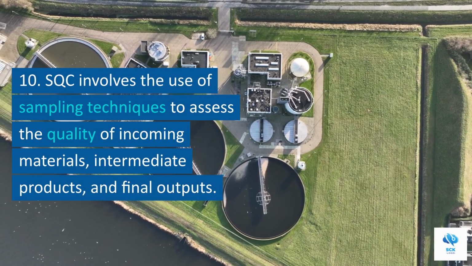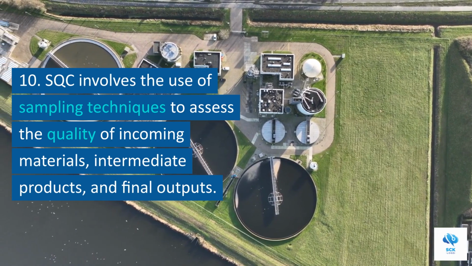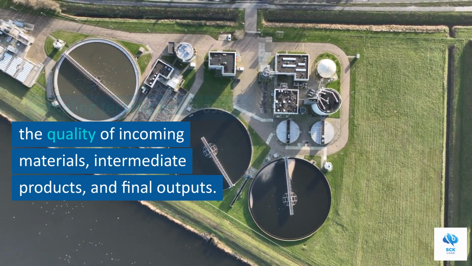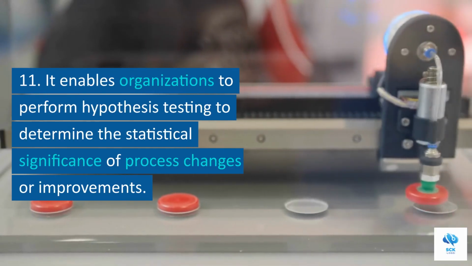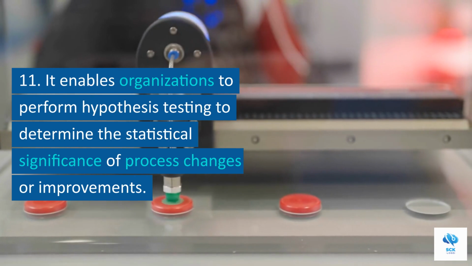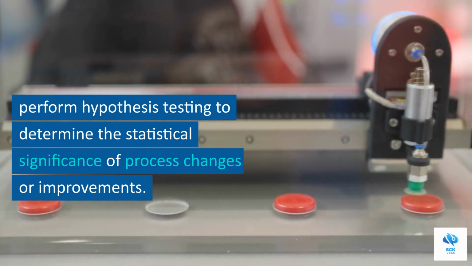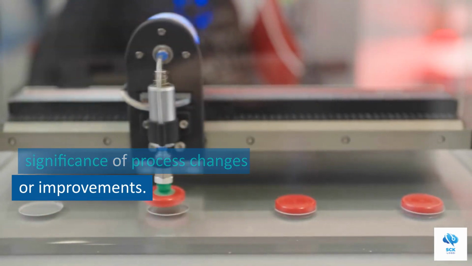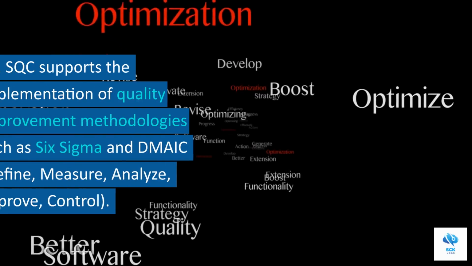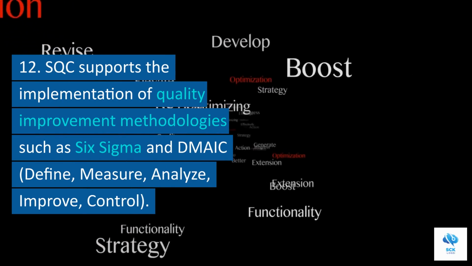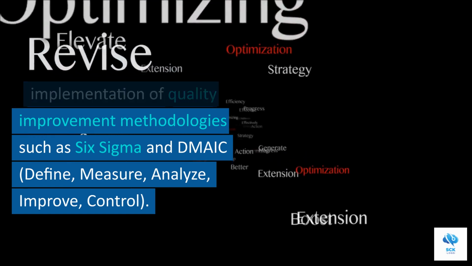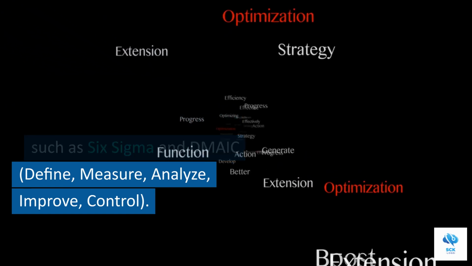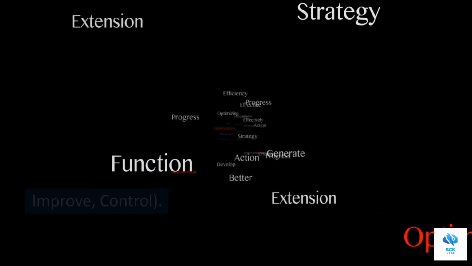10. SQC involves the use of sampling techniques to assess the quality of incoming materials, intermediate products, and final outputs. 11. It enables organizations to perform hypothesis testing to determine the statistical significance of process changes or improvements. 12. SQC supports the implementation of quality improvement methodologies such as Six Sigma and DMAIC: define, measure, analyze, improve, control.